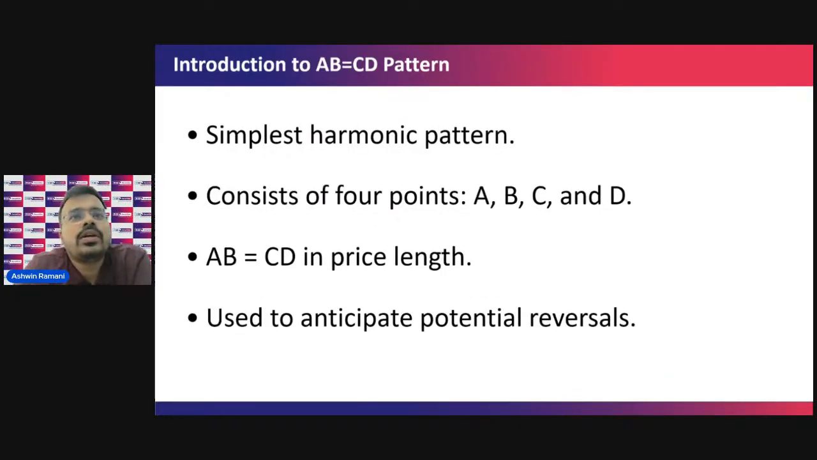Now coming to today's topic, what is this AB and CD pattern. It's the simplest of the harmonic patterns available out there. In this you get 4 points: point A, point B, point C and point D. Very simple. So there are legs. A to B is one leg, B to C is one leg, and C to D is the third leg. If price moves from one point to another, that's A to B, and that is called one leg.